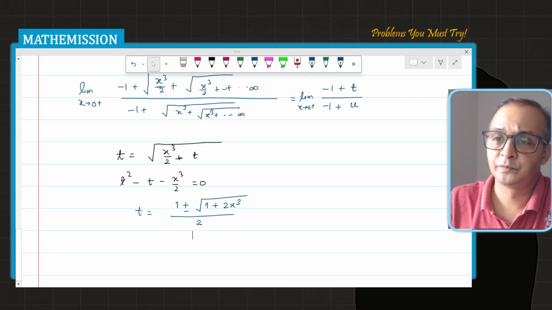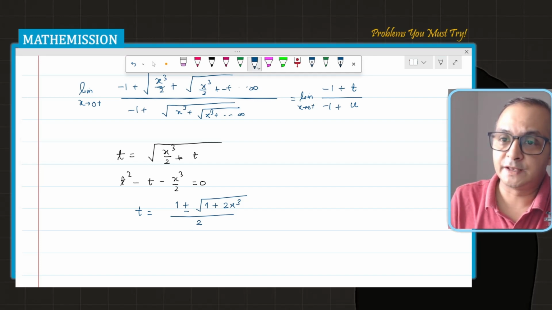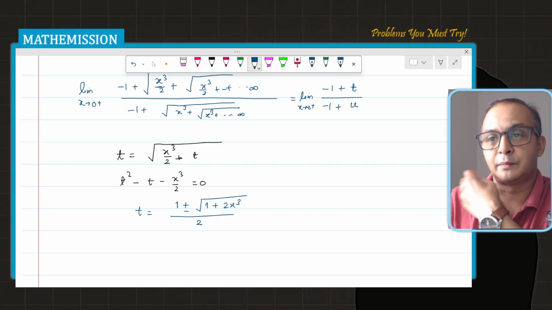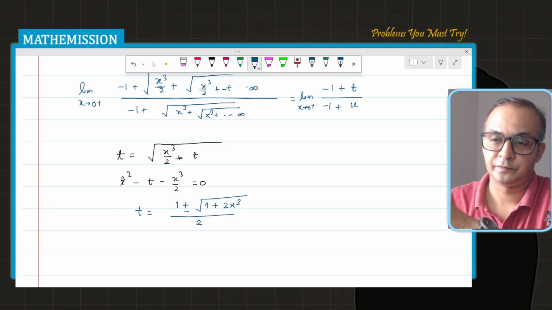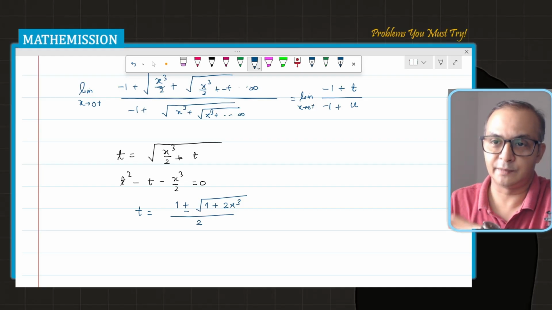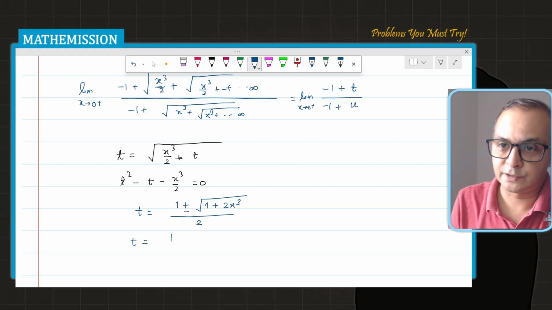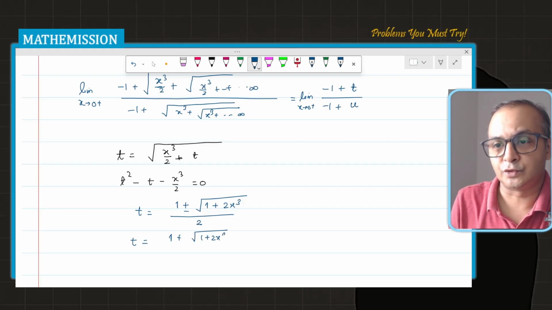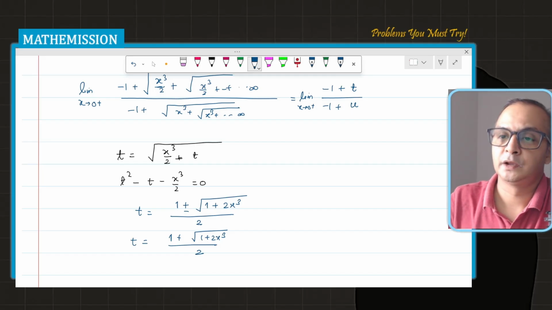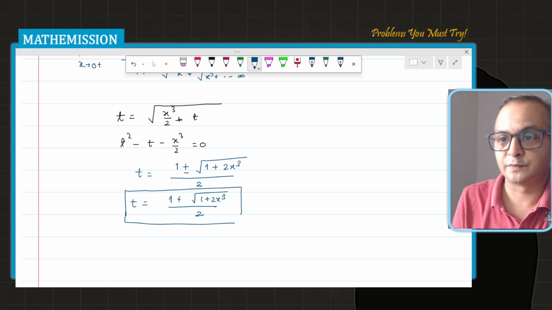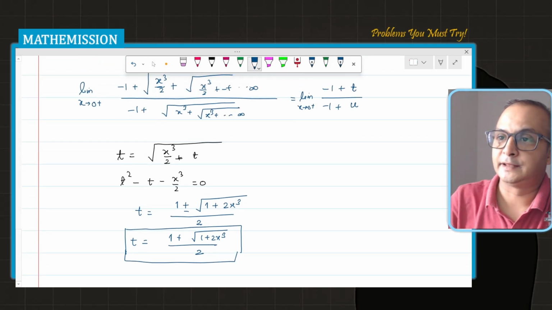You notice one thing, if I take this value as a minus sign, so basically it's 1 minus 1 plus something. So this will lead us to a negative quantity. So t cannot be negative, so I'm avoiding taking the minus sign. So t I'm taking as 1 plus square root of 1 plus 2x cubed, divided by 2. So here the t I have taken, and now I'm going to substitute it back at this place.